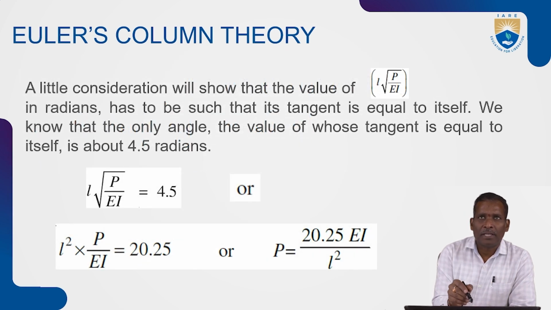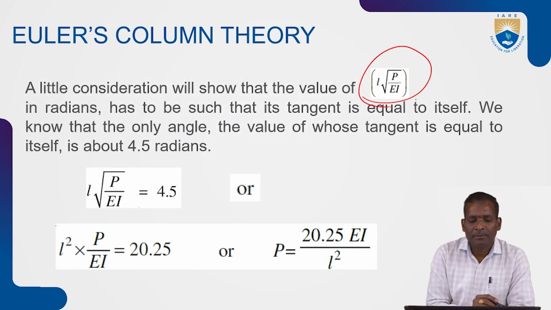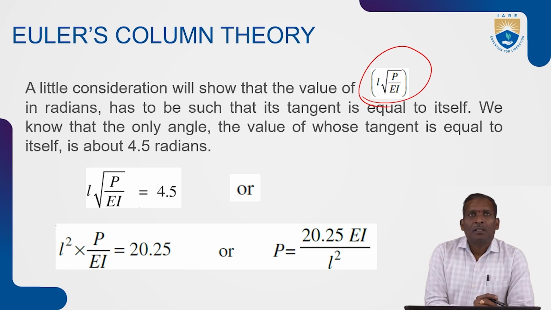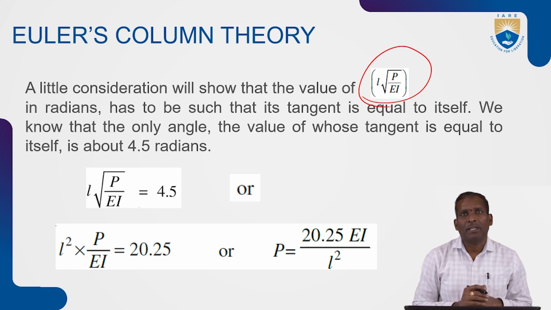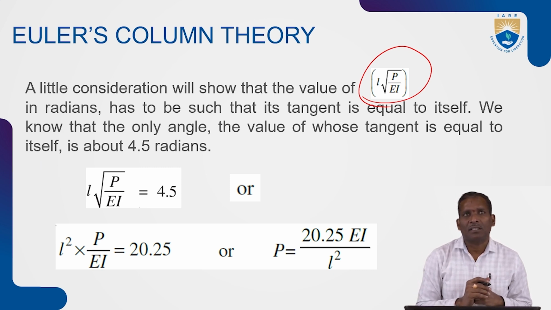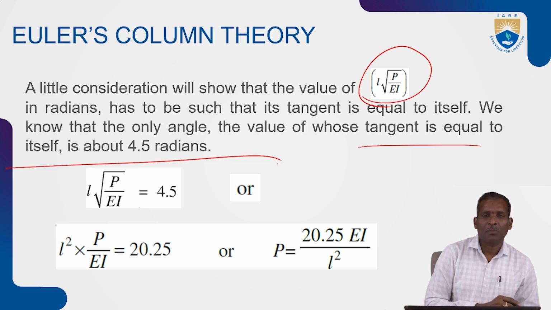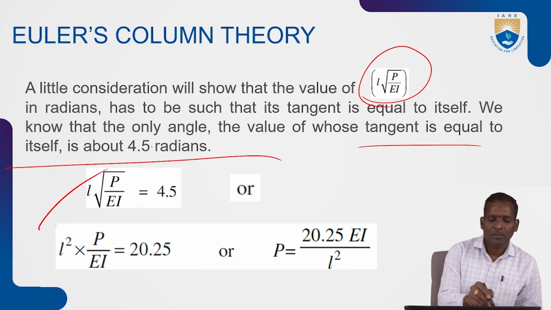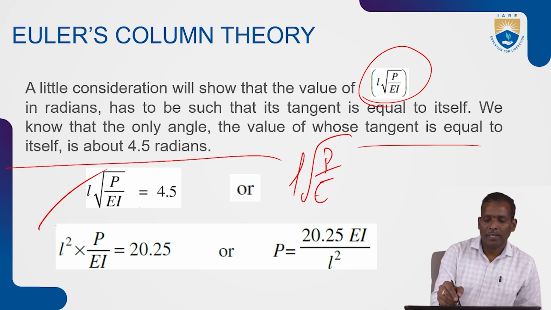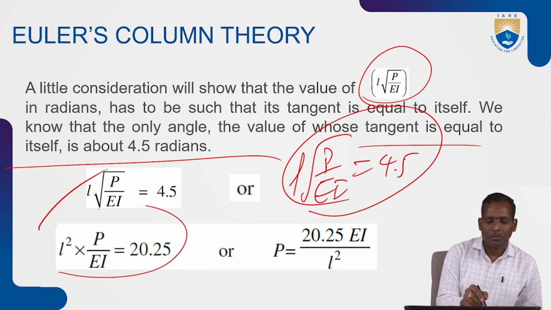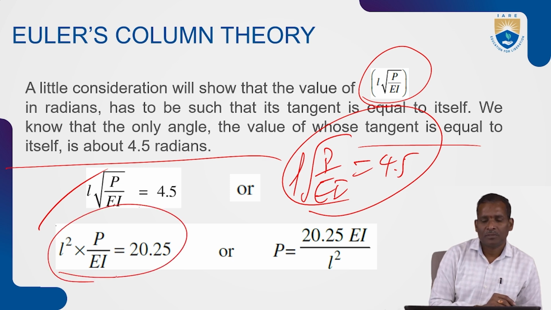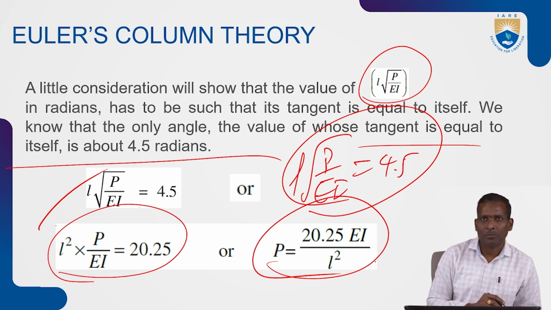So a little consideration will show that the value of L into square root of P by EI in radians has to be such that its tangent is equal to itself. We know that the only angle whose tangent is equal to itself is about 4.5 radians. So L into square root of P by EI is equal to 4.5, or L square into P by EI is equal to 20.25, squaring on both sides. So you will get P is equal to 20.25 EI by L square.